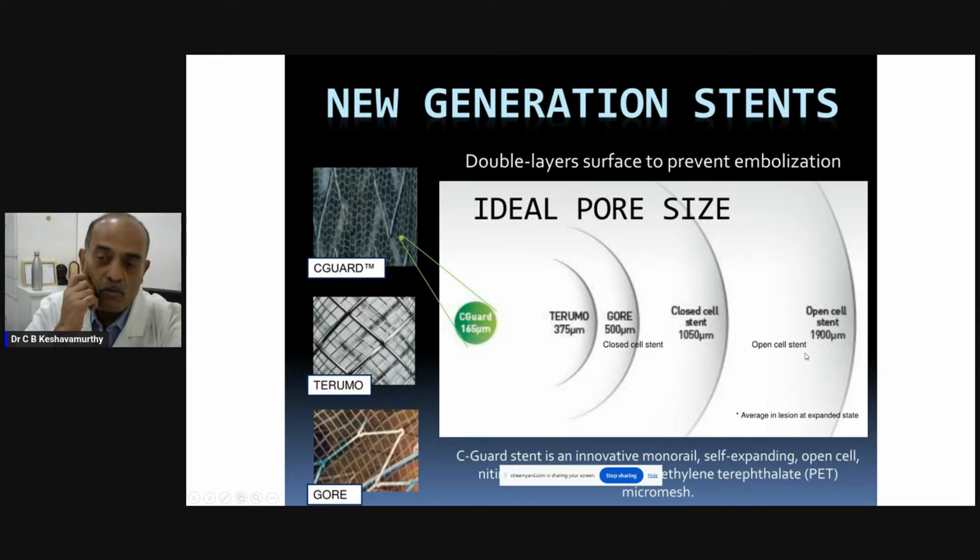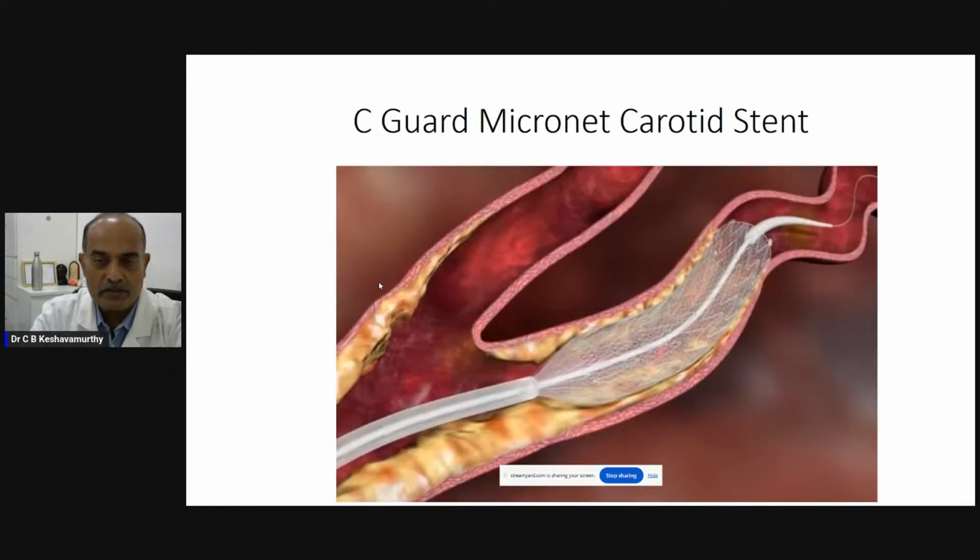Especially the open cell stents have a large open cell through which there can be plaque prolapse, thrombus can migrate into the stent and get carried into the distal circulation. So this stent seems to have some advantages in terms of less distal embolization, less plaque prolapse by plastering the thrombus to the wall of the vessel. That's why we have been using these stents, especially in the thrombotic carotid lesions.